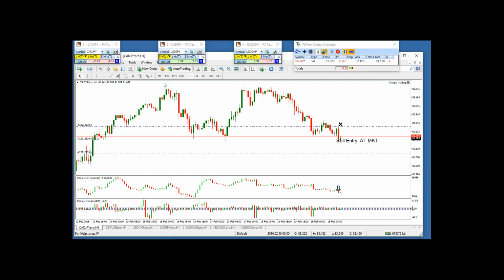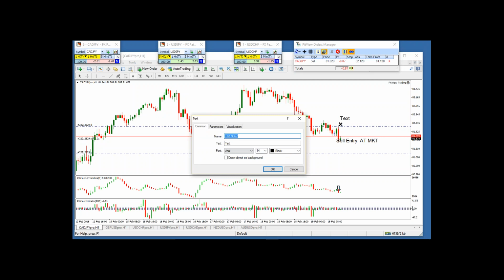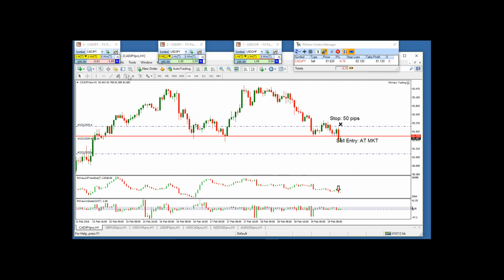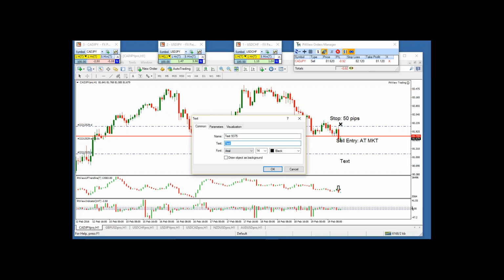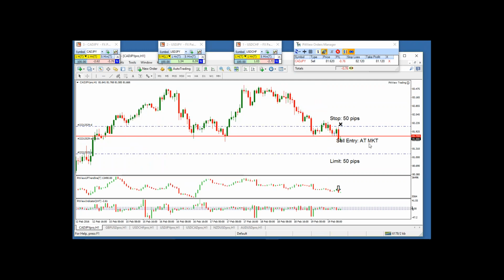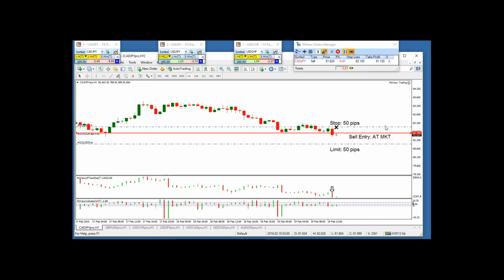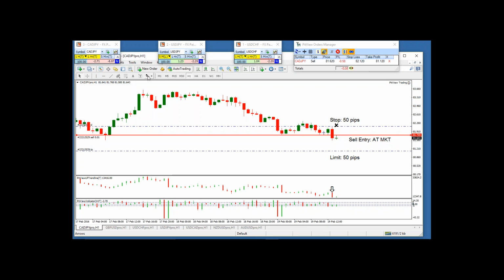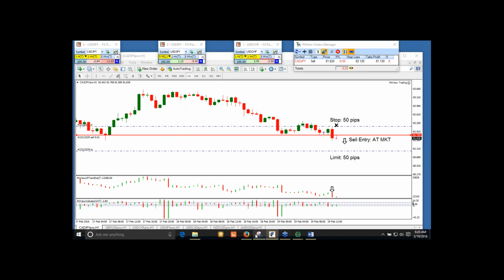Before I do that, I should probably go ahead and write this out here for you. So stop 50 pips. Oops, didn't want to do that. There we go. Here, we'll just bring this up. We'll zoom in a little bit on this so we can see it better. There we go. So there's our sell entry. Copy this down.